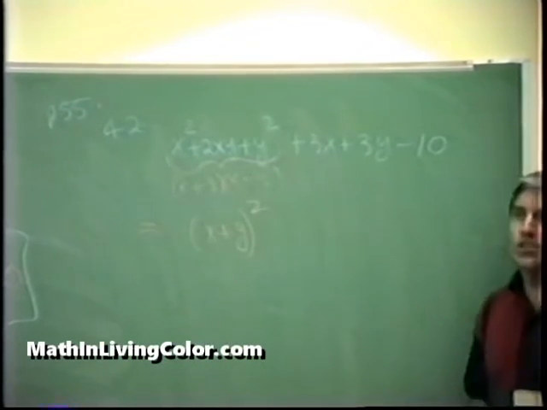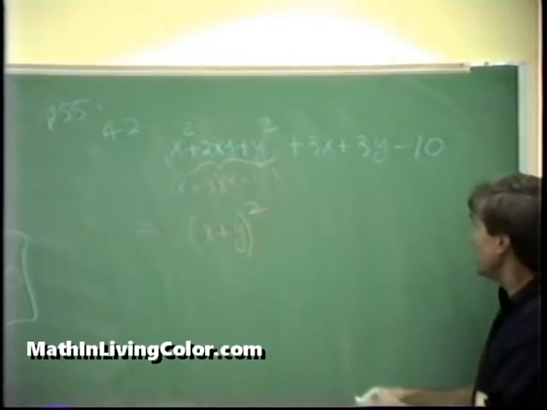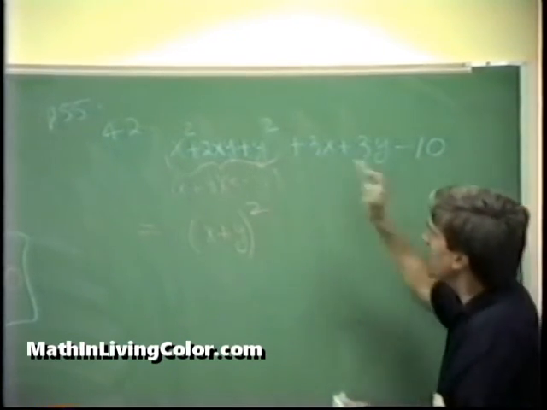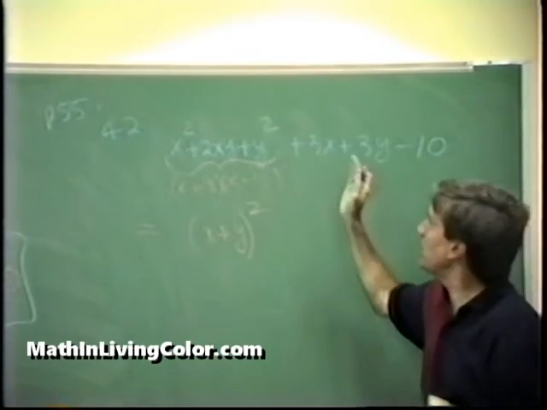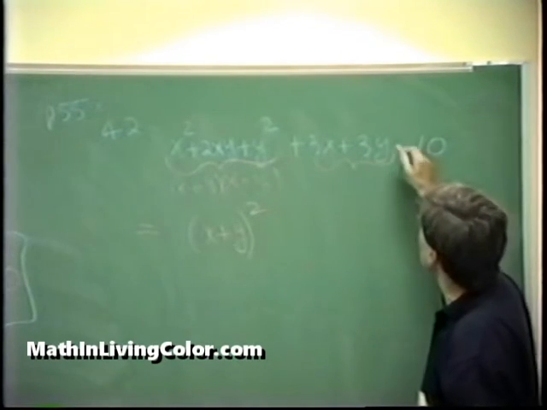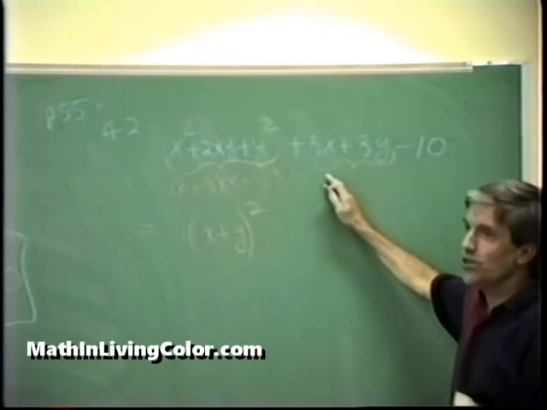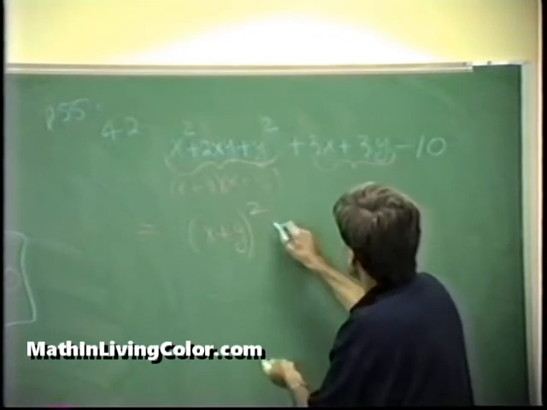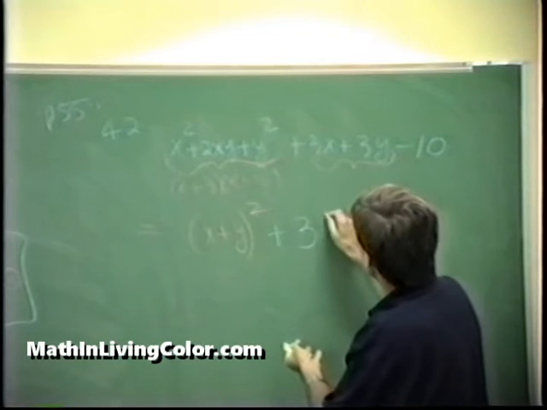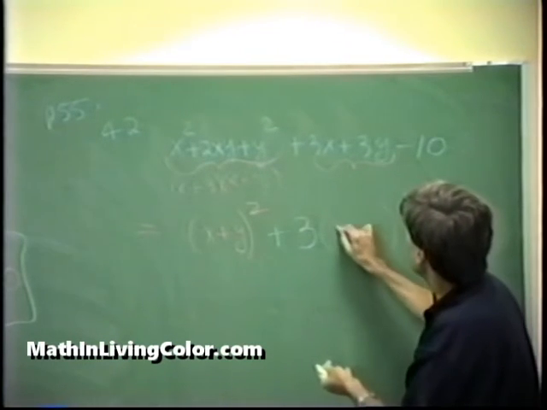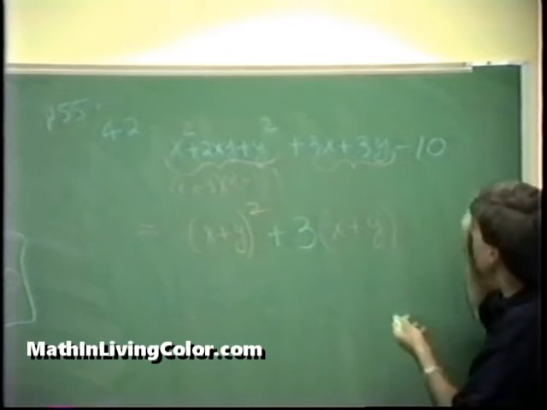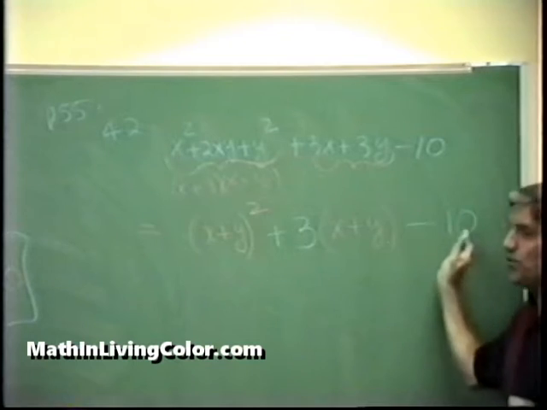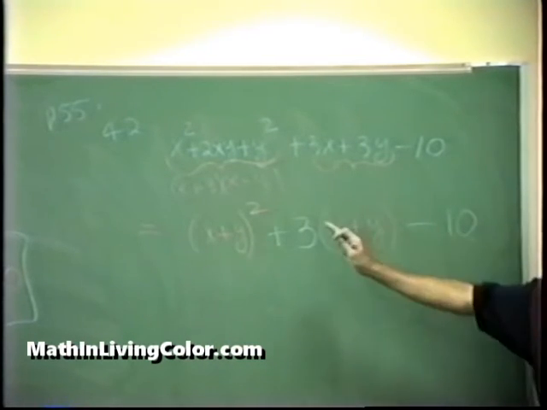Now, does anything else look like it would go well together? How about the middle two terms? Don't take the last three. This is not the first three and the last three. It's the first three. The middle two go well together, don't they? And what could you do from the middle two? Take out a 3. So that would be like plus 3. And what would we have if we take out the 3? X plus y. And then, what's left at the end? Negative 10.